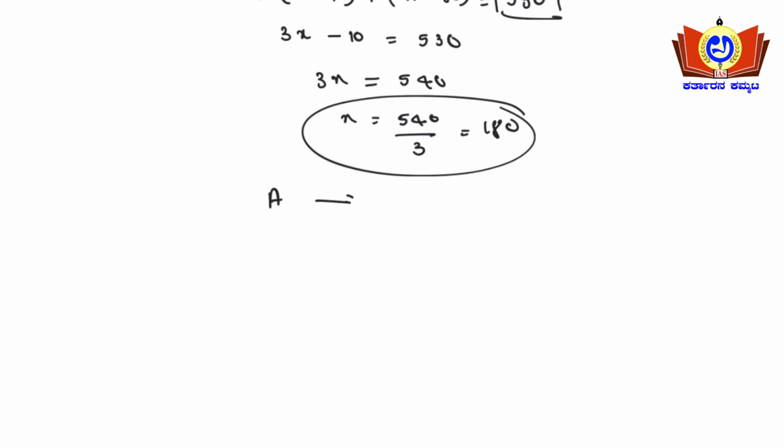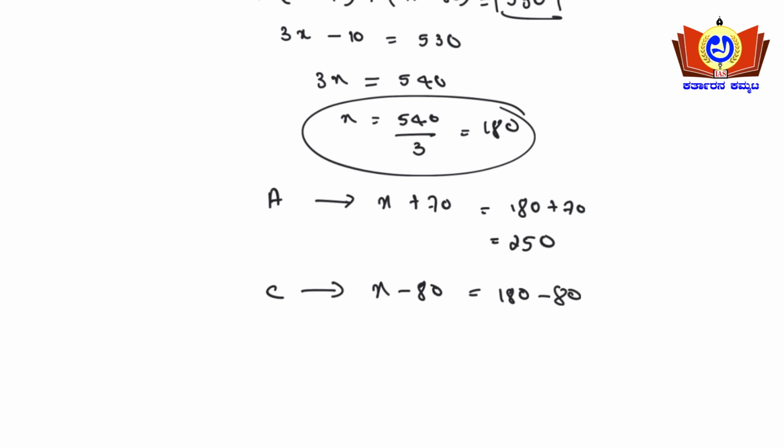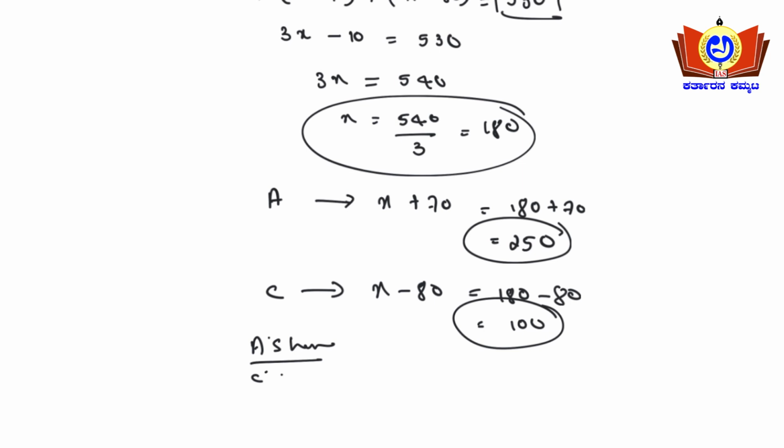Okay, A's share is nothing but X plus 70, that is 180 plus 70, that will be 250 rupees. And C's share will be X minus 80, that is 180 minus 80, that will be 100. Okay, so A we have got 250 and C we have got 100. So A's share upon C's share will be 250 upon 100, the zero cancels, 25 by 10 is nothing but 5 by 2. This is the answer here. Simple, right?